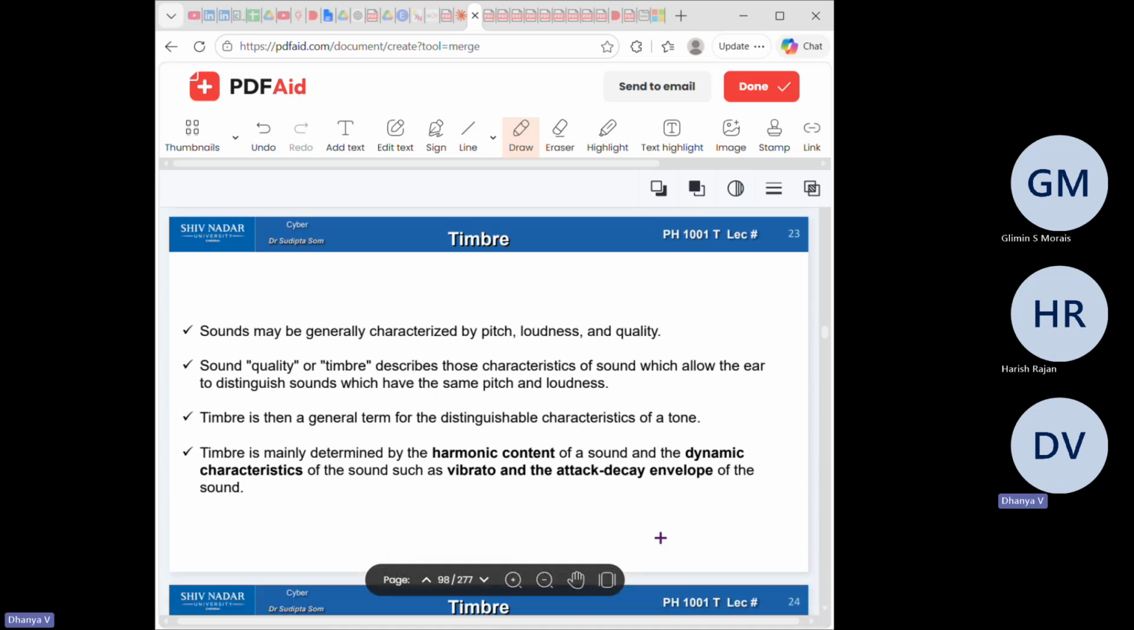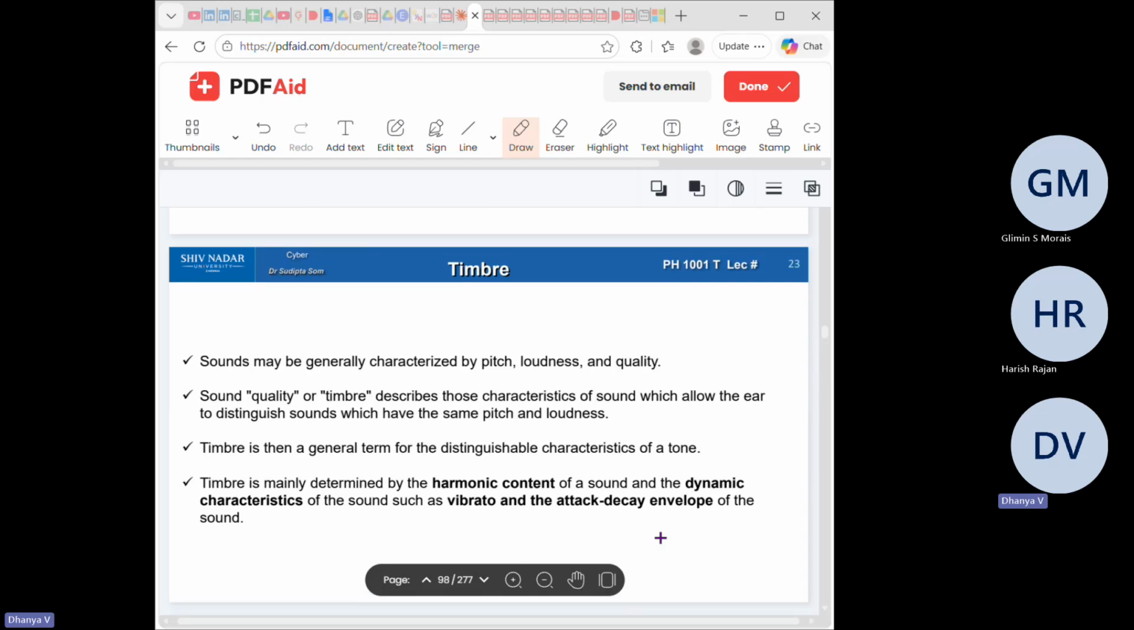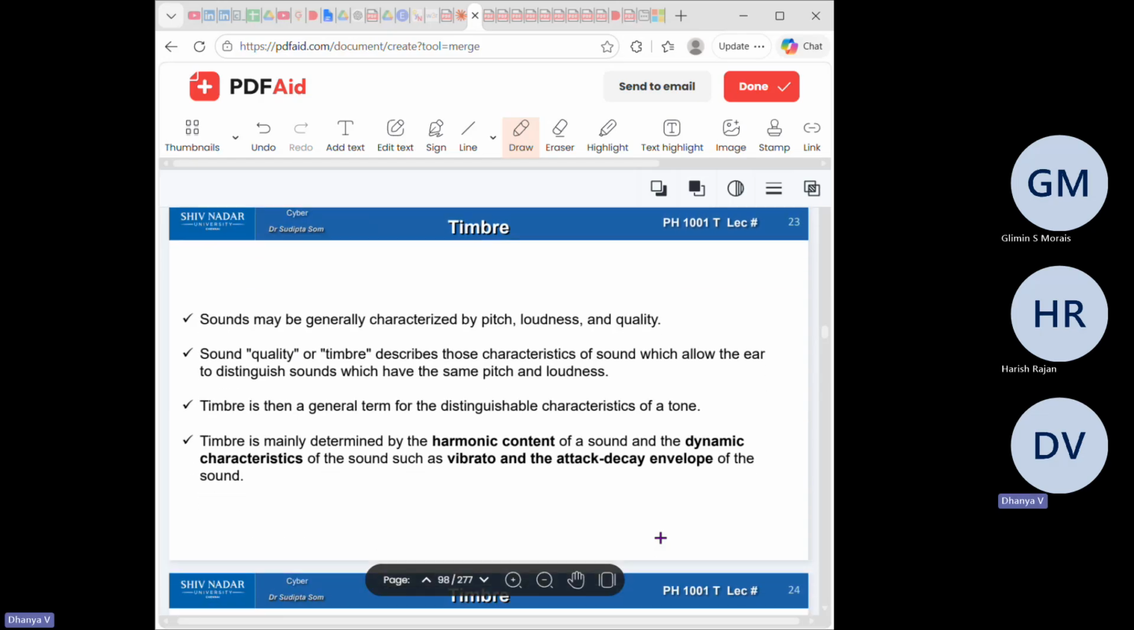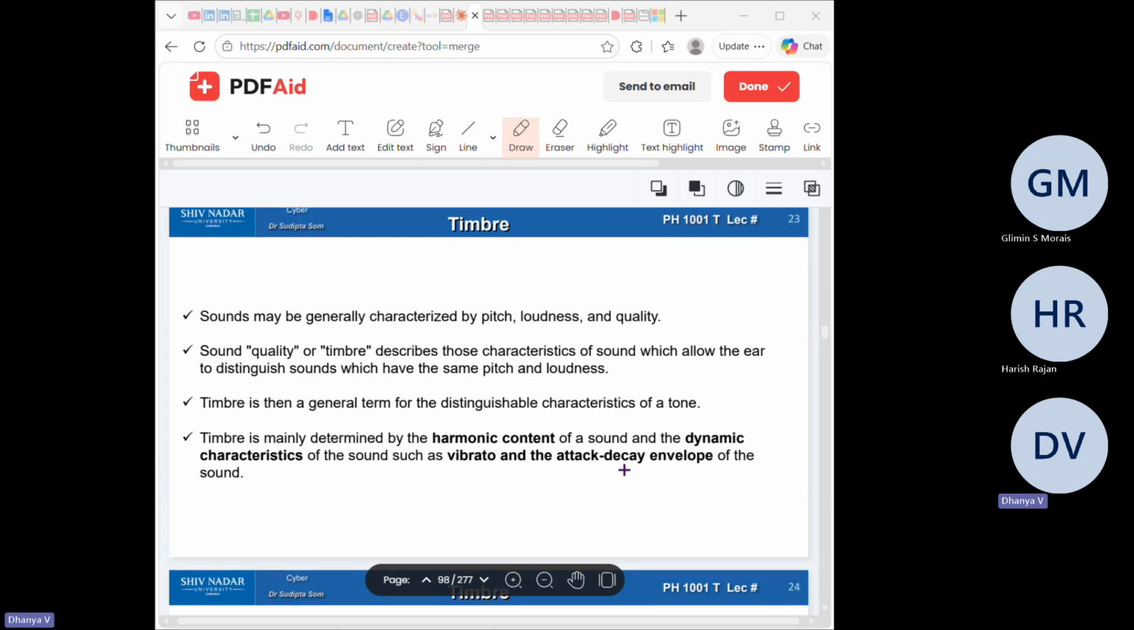Okay. Now we'll talk about timbre. Is everything fine till now? You can react maybe. Okay. Just tell me if I need to go a bit fast also.